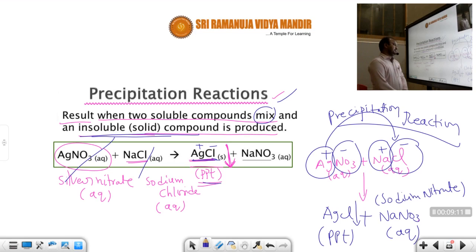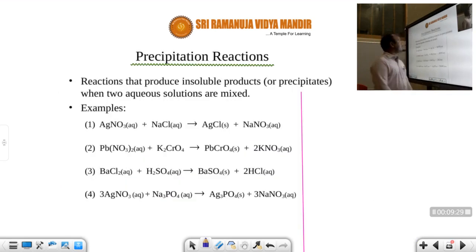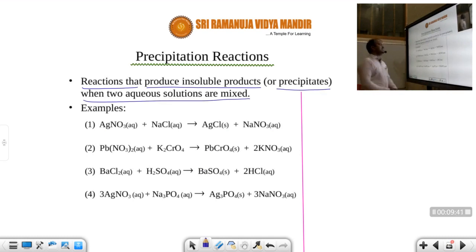How can we convey that a precipitate will be formed in the chemical equation? You must put a downward arrow. Whenever a downward arrow is there, there is no second thought. You have to know that it is a precipitate. It is an insoluble salt. The salt cannot be dissolved in water. So what I am saying now, precipitation reactions: reactions that produce insoluble products like precipitates when two aqueous solutions are mixing with each other.